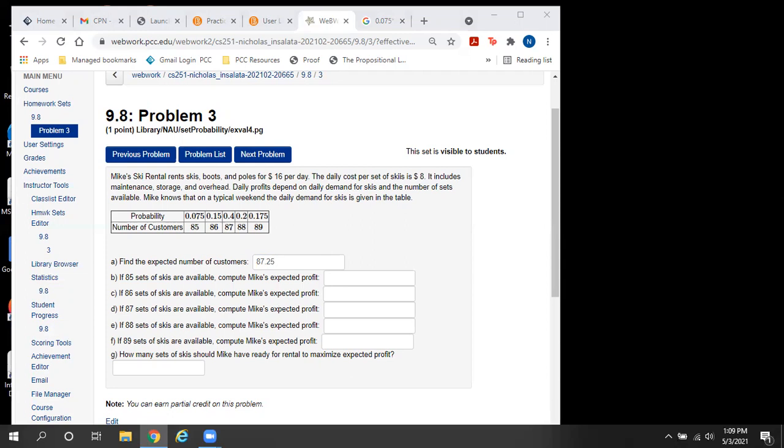Okay, so in that case, we're not going to multiply by this probability because we know with probability 1, 100% of the time, all 85 sets of skis are going to be rented, right? So how can we then compute the profit? Basically, Nathan, where you made a mistake is we're not looking at exactly the probability that 85 people will come in. We're looking at the idea that 85 or more people will come in, right? And that's 100%, right? So we would do 85 times 8.